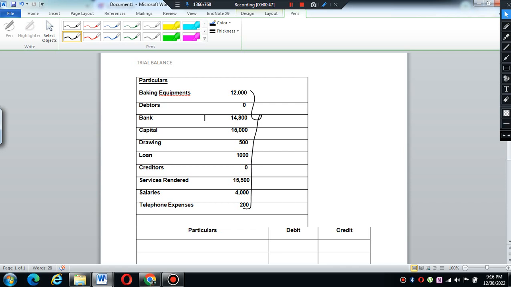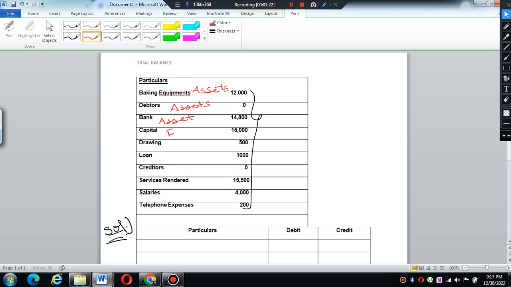And here is the solution. In this format you will have to put the debit transactions and the credit transactions. So let us find out first of all which transactions are debit and which are credit. But before that you must understand which are the particulars. Assets: baking equipments, debtors, this is also an asset, bank, this is also an asset.